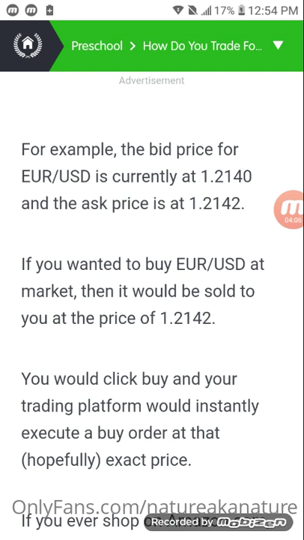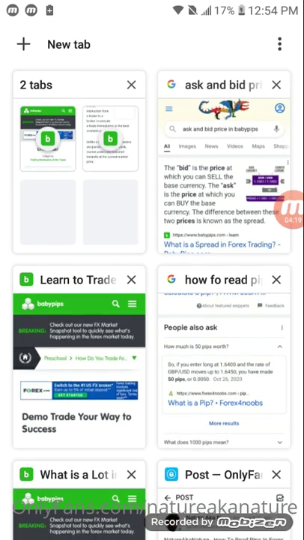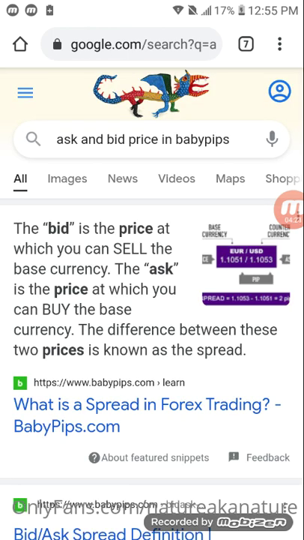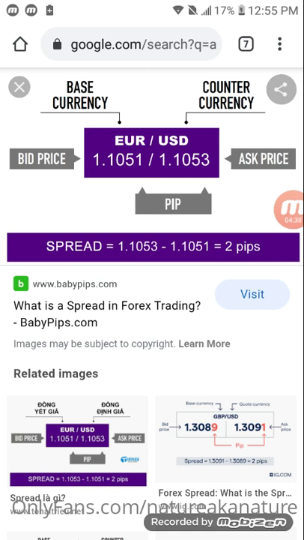Remember, if you want to buy, the buy is at the ask price. The ask price is the buy. I'll show you an example of that again so you'll know what I'm talking about. The bid price is the price at which you can sell the base currency, and the ask price is the price at which you can buy the base currency. Remember that the bid price is where you can sell the base currency, and the ask price is for the counter currency, at which you can buy.